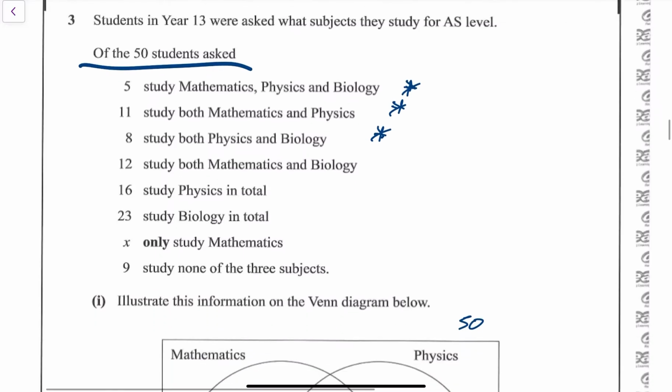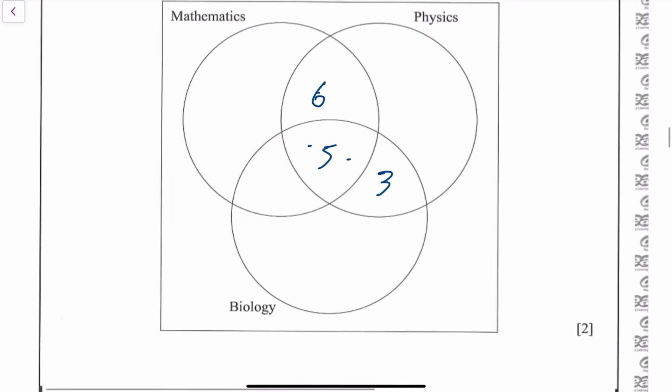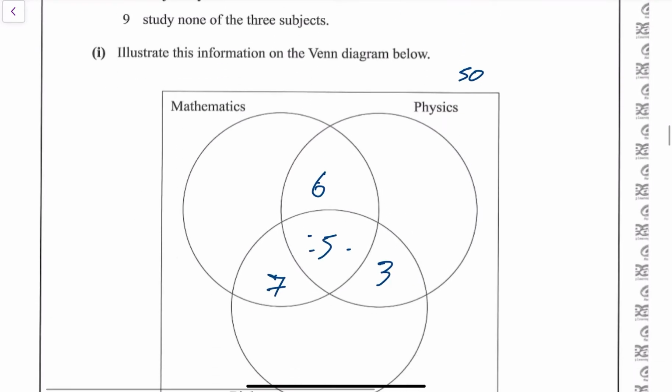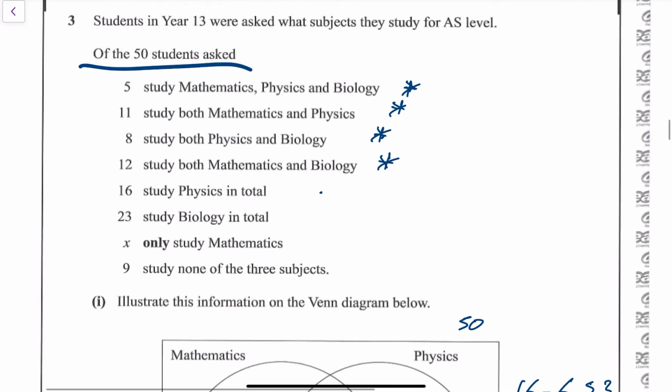That's one done. 12 study maths and biology. So maths and biology is going to be this one and this one. That was 12, so that has to be a 7. Okay, that one's done. 16 study physics in total. So I'll do a wee bit of working out. This circle is going to be 16 minus 6 minus 5 minus 3, which works out to be 2.